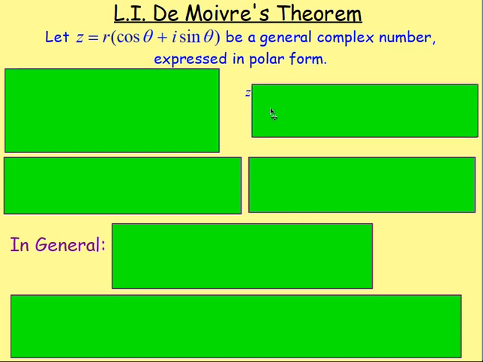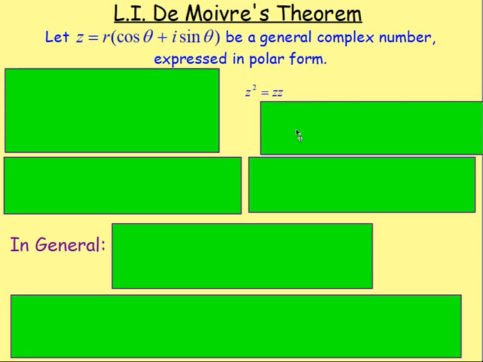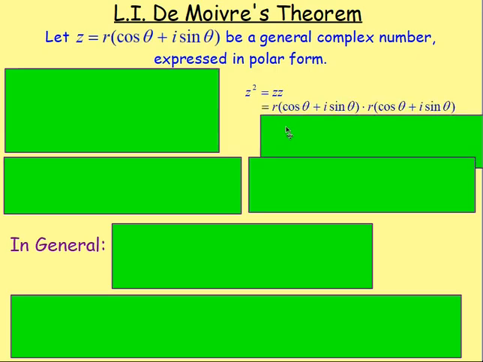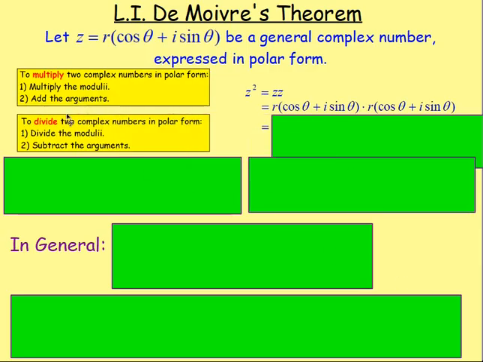Let's say we wanted to work out z squared. How would you work out z squared? It's just going to be z times z. So we'd have our r bracket cos theta plus i sine theta multiplied by the r bracket cos theta plus i sine theta. And to multiply complex numbers when they are in polar form, you know from the last lesson what you can do: multiply the moduli and add the arguments.